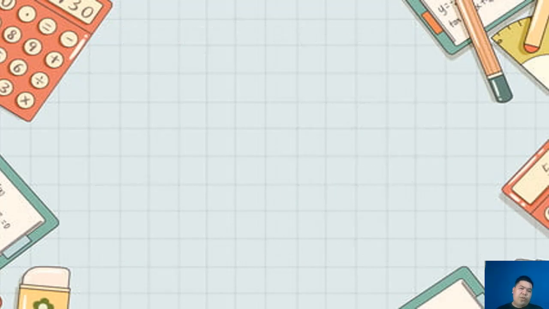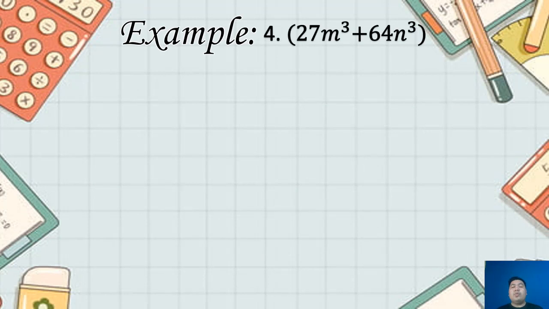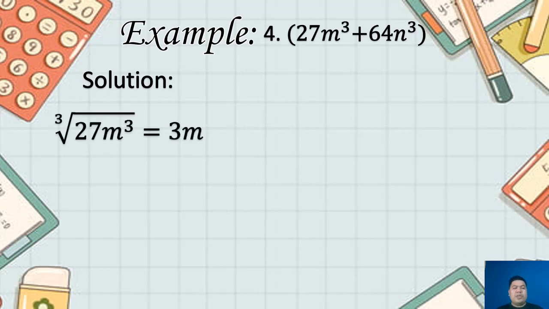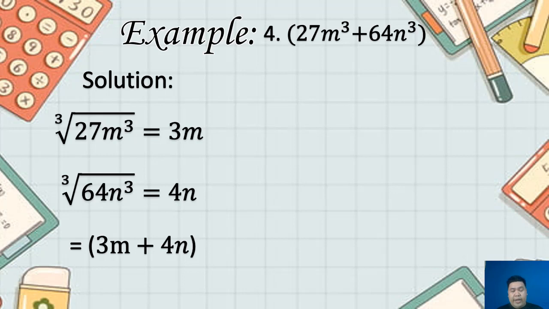Then for our fourth example, we have 27m cubed plus 64n cubed. For the first step, just cube root the first and second. The cube root of 27m cubed is 3m. Then the cube root of 64n cubed is 4n. Now we extracted the roots, and we have the binomial 3m plus 4n.